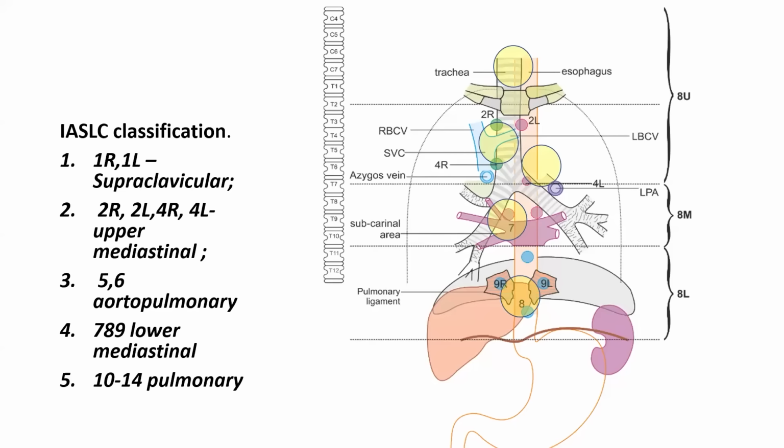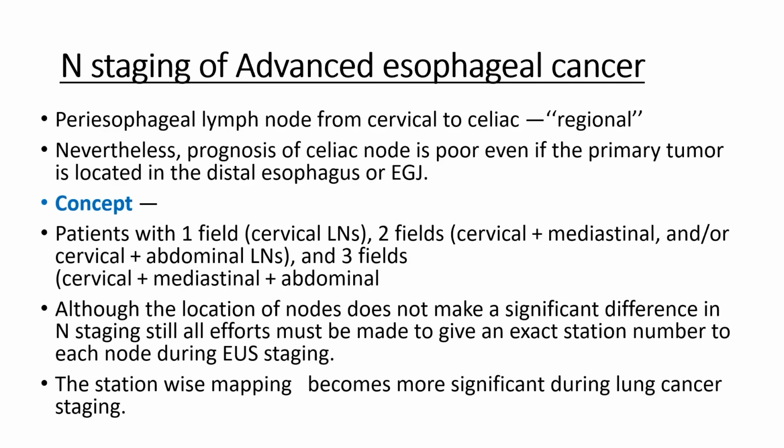So the location probably is not important when we are assessing on EUS, but probably we have to, because upper esophageal cancer can have a lymph node in the abdomen. But generally, if there is a periesophageal lymph node, with tumor and node at the same place, rather than one lower down in the abdomen, it will be better to say that, staging wise, this is less severe. So in any staging of advanced esophageal cancer from cervical to celiac, regional, nevertheless, it is poor if the node is located in the distal esophagus or EC junction.